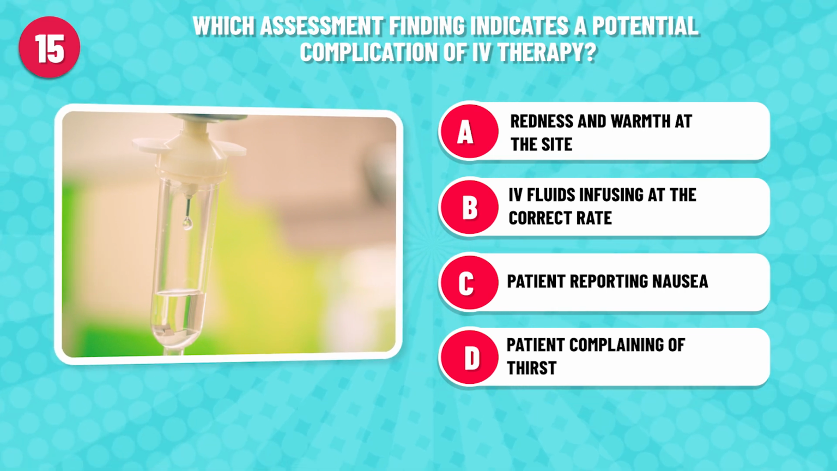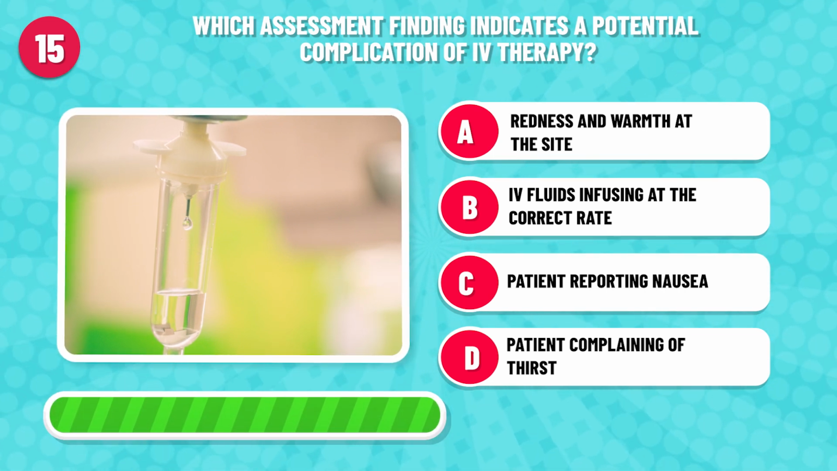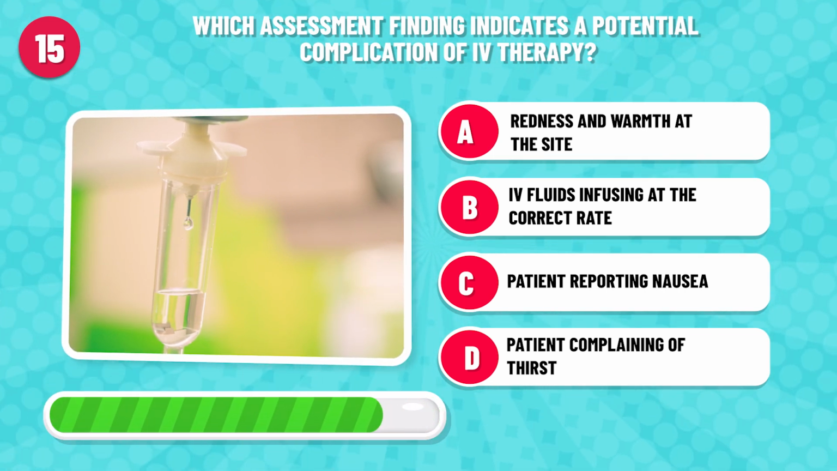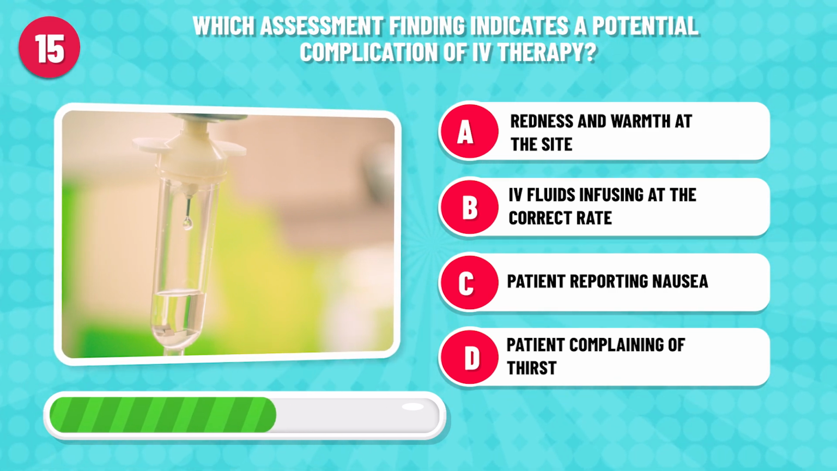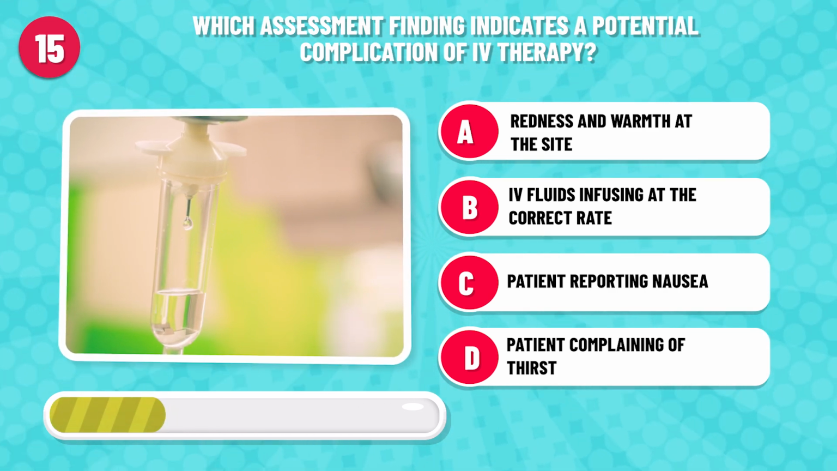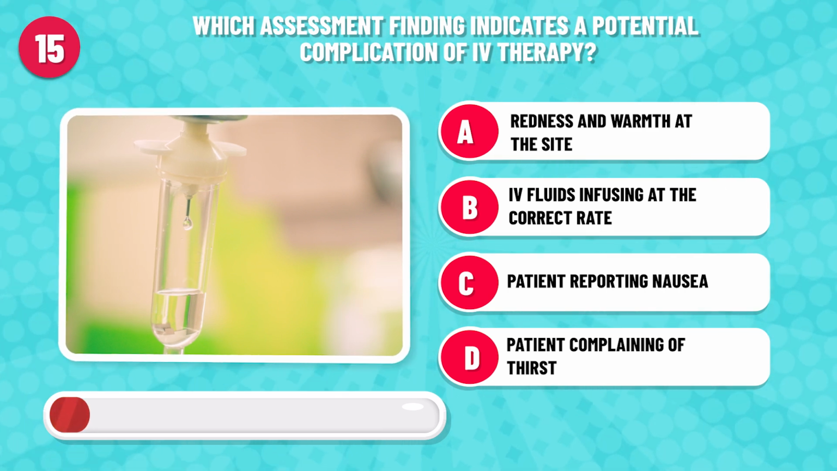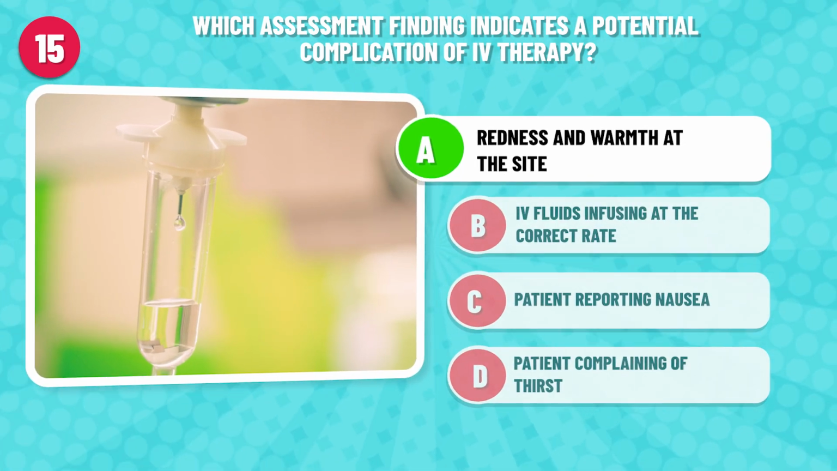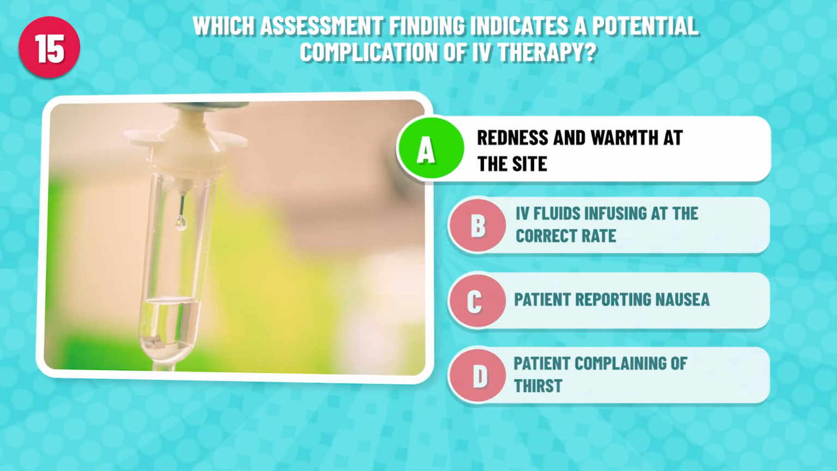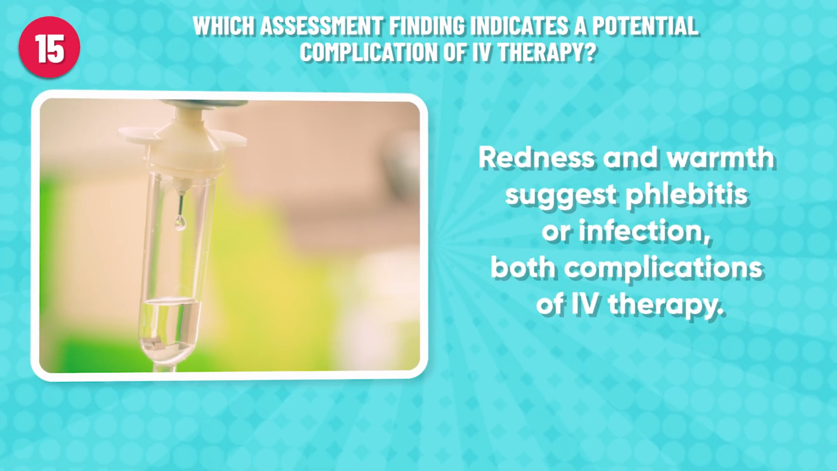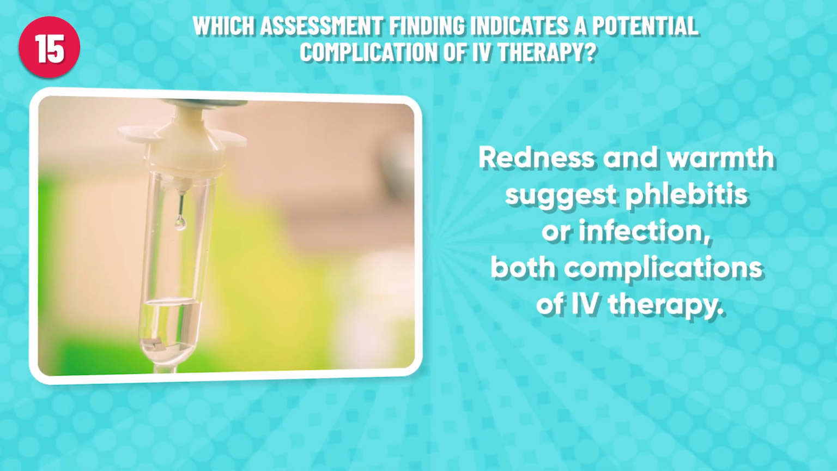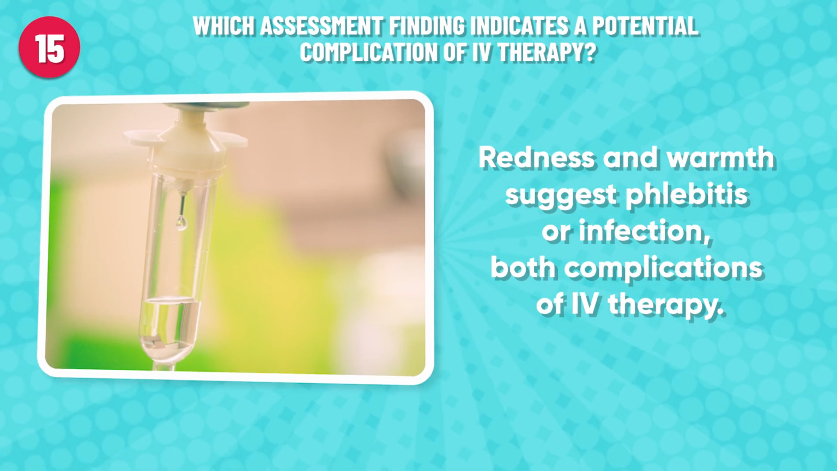Which finding indicates a potential complication of IV therapy? It's A. Redness and warmth at the site. Redness and warmth suggest phlebitis or infection, both complications of IV therapy.